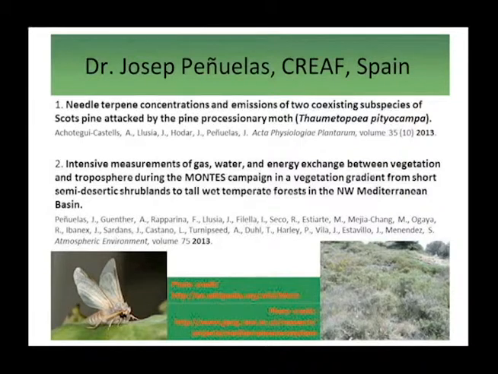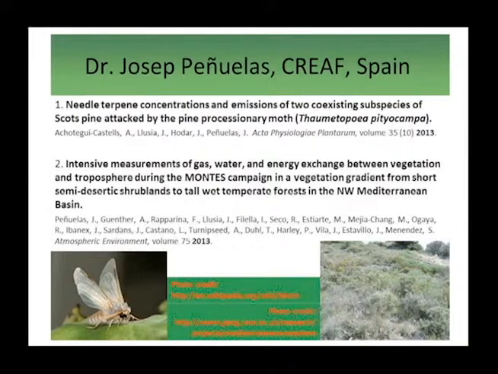So the pine processionary moth is one of the most important defoliators in the Mediterranean region, causing large economic losses and ecological effects. The needle terpene concentrations and emissions may play a key role in the defense of pines. The results suggest that lower terpene concentrations and high percentages of monoterpenes were produced by a combination of emission losses and terpene induction in response to herbivore attack. The photosynthesis analyzer was used to gather data concerning net photosynthesis and transpiration in this study.